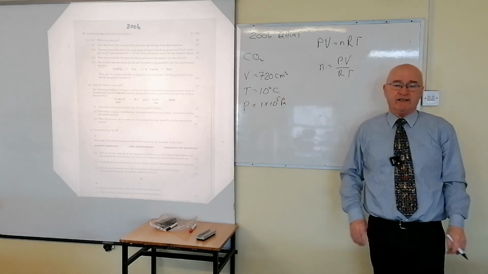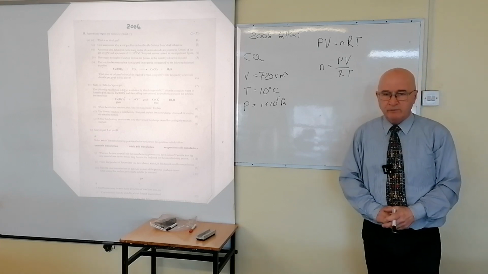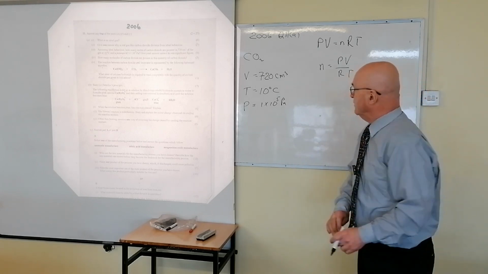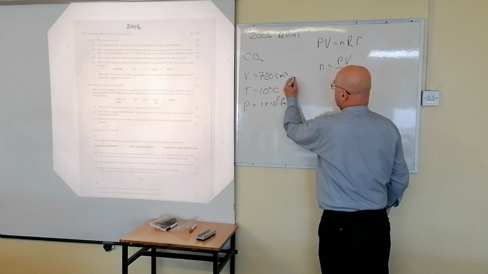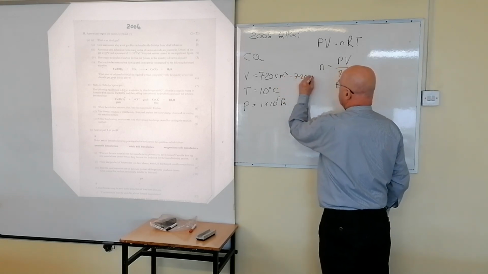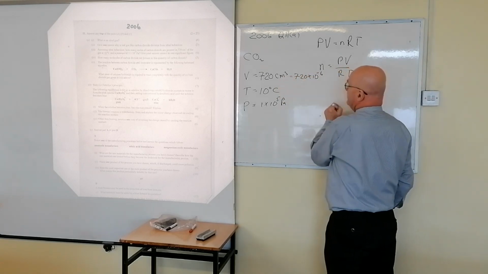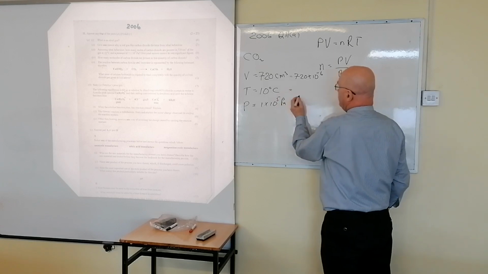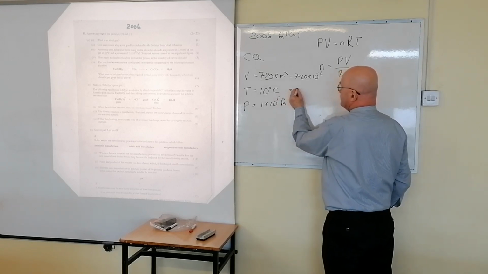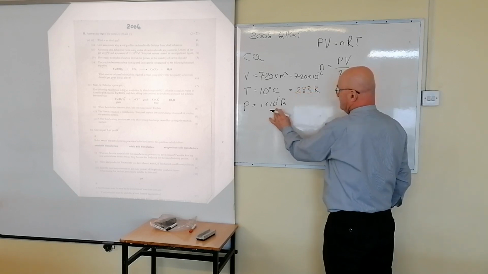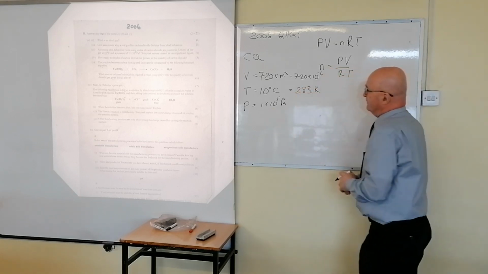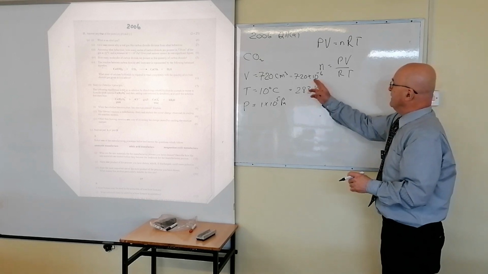Now you can't substitute them in there. Do you know what I'm going to tell you next? Yes, you must convert them to metric. Okay, so you should do that on your manuscript. That would be 720 by 10 to the power of minus 6. That would be 273 and add 10 to it, 283 Kelvin. And this, of course, is already in pascals. You've nothing to change. Metric, metric, and metric.